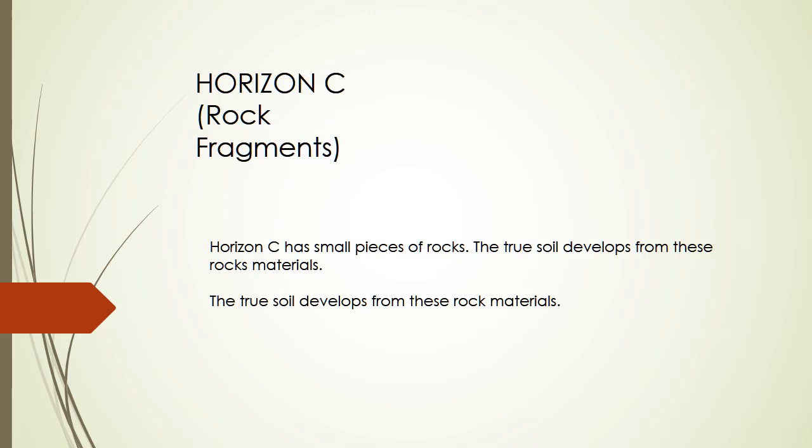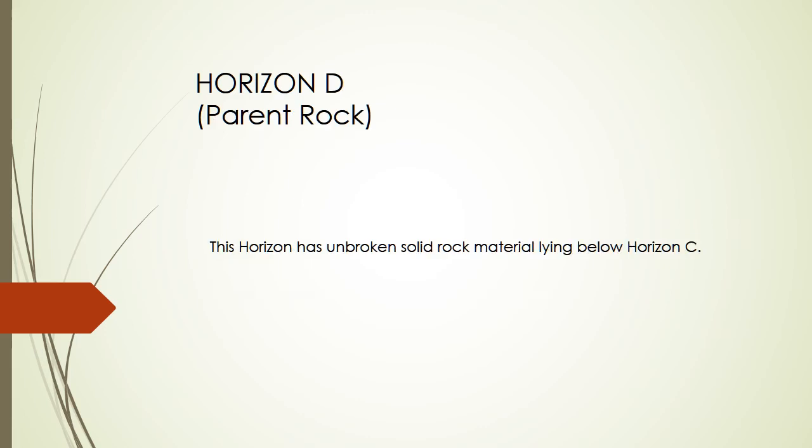Horizon C, that is rock fragments. Horizon C has very small pieces of rocks. The true soil develops from these rock materials. Horizon D, that is parent rock. This horizon has unbroken solid rock material lying below horizon C.